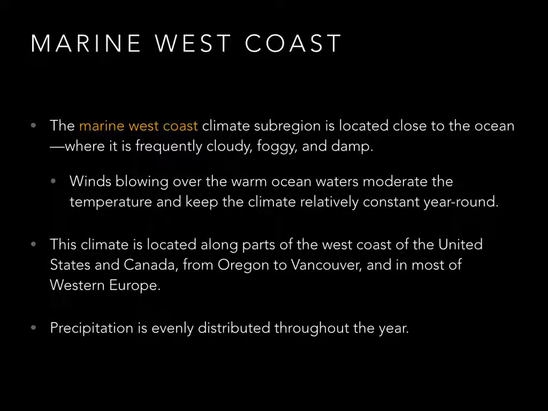This climate is found around the west coast of the United States and Canada, not near Los Angeles, but further north from San Francisco up through Oregon, Washington State, and then up to Vancouver. And this climate is also found in most of Western Europe. Precipitation is evenly distributed throughout the year.